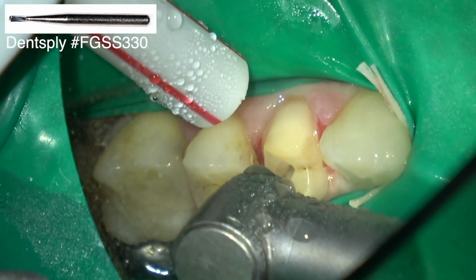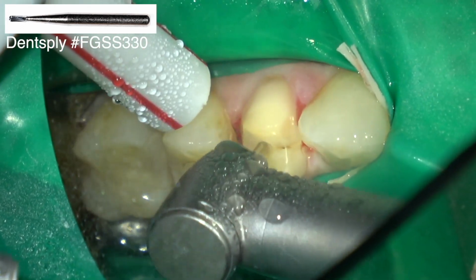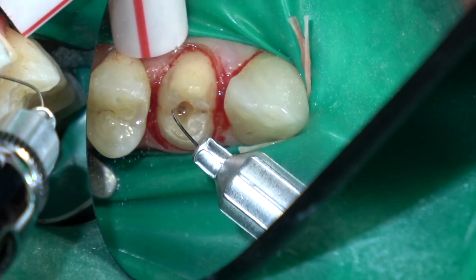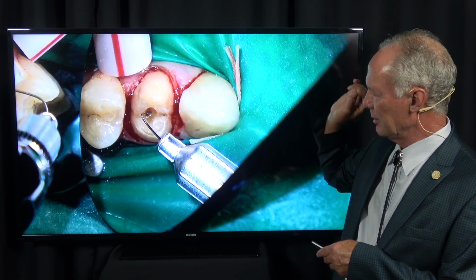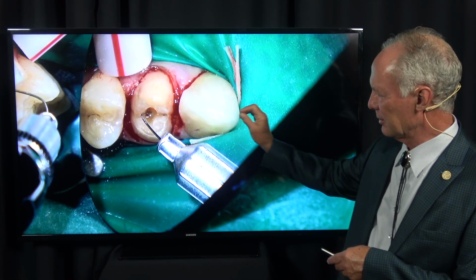So I'm prepping into the nerve of the tooth here with this 330 carbide bur. Then once I connect with the nerve, remember I've given the intrasulcular injection, which is imperative for profound local anesthesia.